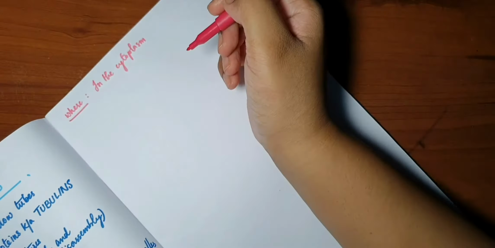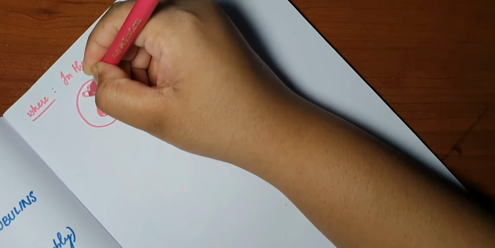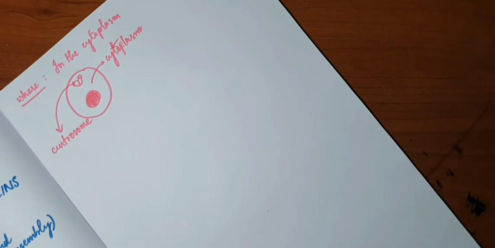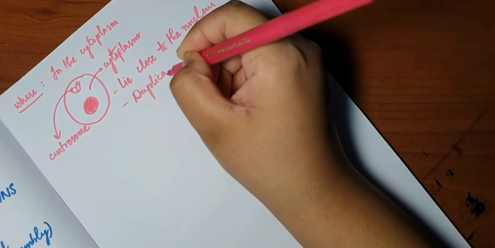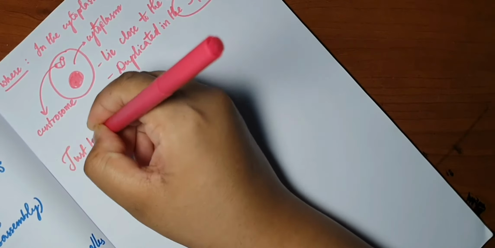Now the centrosome lies in the cytoplasm close to the nucleus. It's not that close in this image, but they usually lie close to the nucleus. And the centrosomes get duplicated in the S phase.